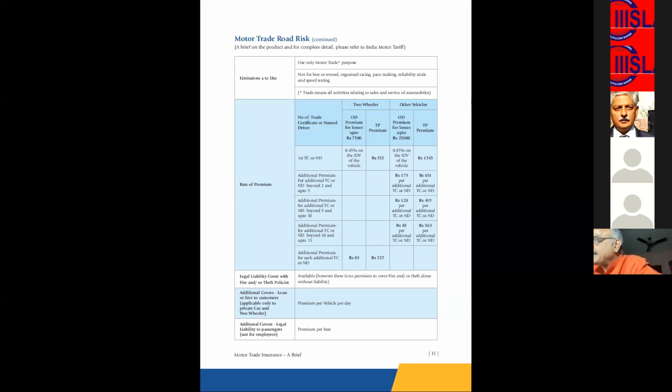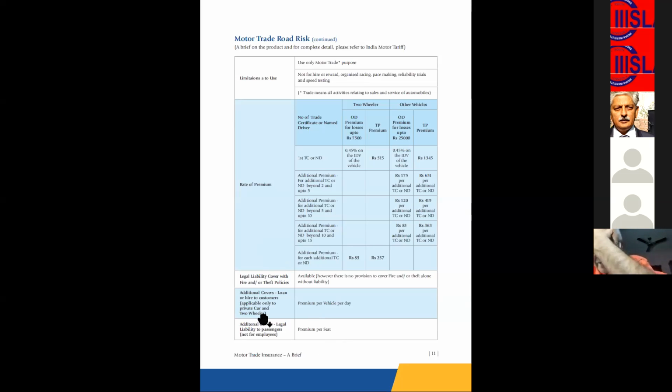That is an assumption it makes. And one more assumption it also makes. If you go to page number 11, at the bottom of the table, additional covers: legal liability to passenger. Premium per seat. That is the provision given in this section.